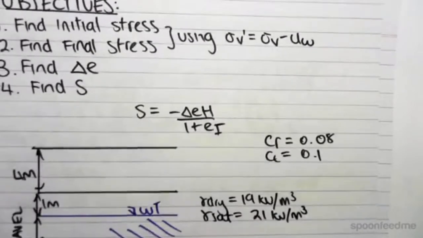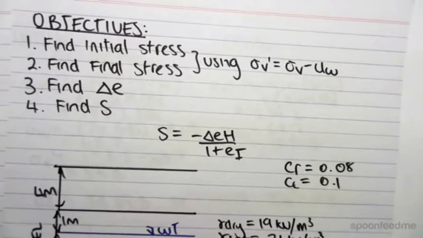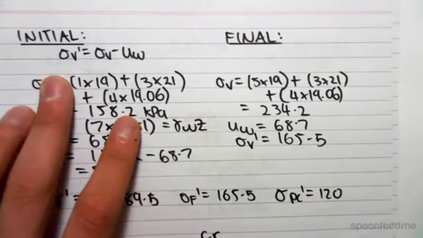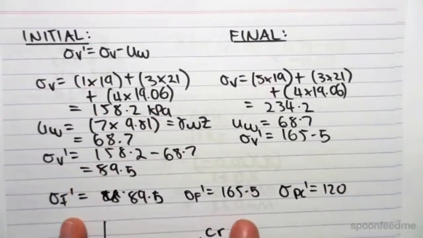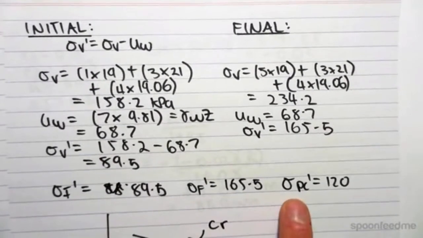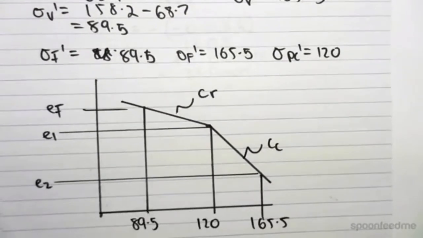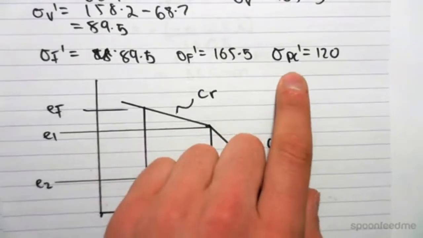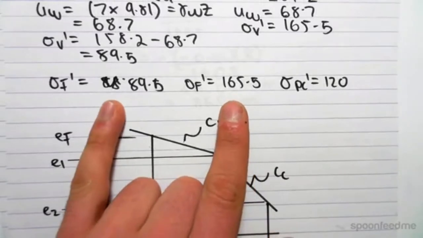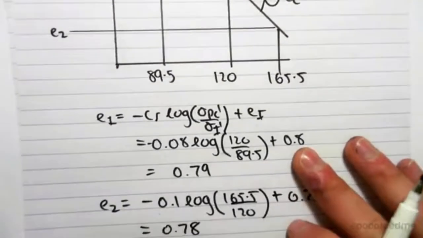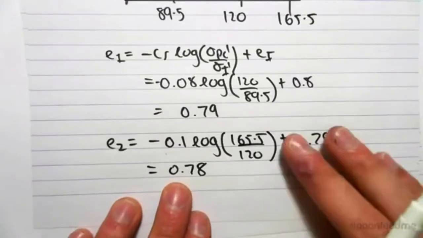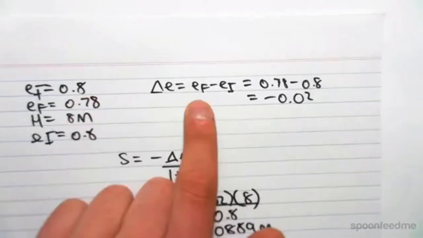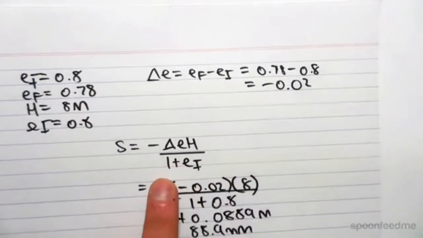Because we weren't given the stresses in our situation, we had to go ahead and calculate the initial stress and the final stress. We then compared those to the pre-consolidation stress to determine whether we were over consolidated, normally consolidated, or in our case both, because the pre-consolidated stress was between the initial and final. We then found the final void ratio, which allowed us to find the change in void ratio, ef minus ei, which then allowed us to find the settlement.